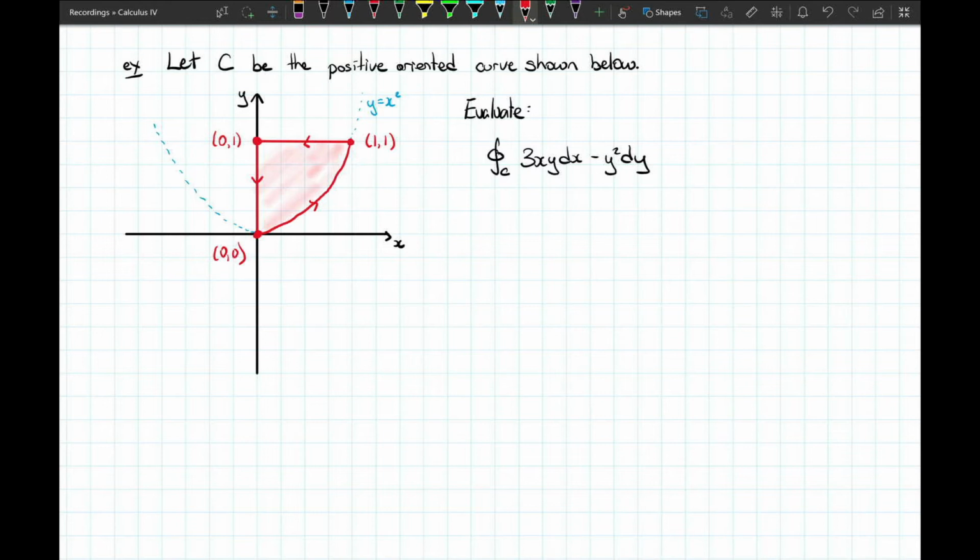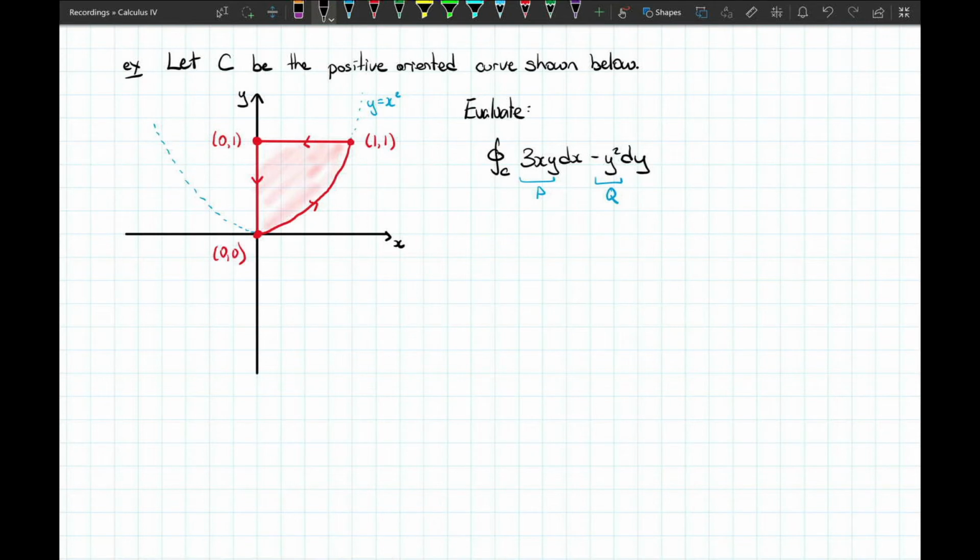It's also piecewise smooth, since we can break this up into 3 simple pieces that are all smooth on their own. We've got a simple curve, it's never intersecting itself, and of course it's closed and existing on the plane. Now with that, let's evaluate the line integral 3xy dx minus y squared dy. This would be our P and our Q of our vector field.